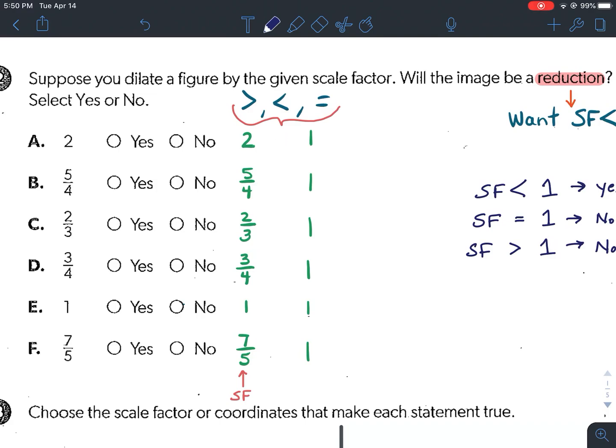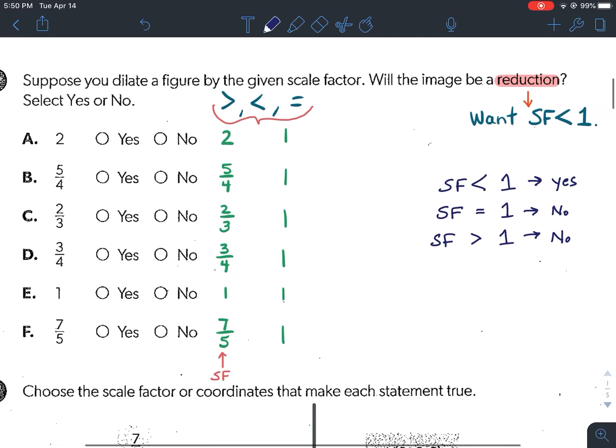So go ahead, decide what you think comparing 2 to 1 is: is 2 greater than 1, less than 1, or equal to 1? So put one of those 3 signs between the 2 and the 1, and then if it is less than 1, put yes. If it's equal to 1 or greater than 1, mark no.